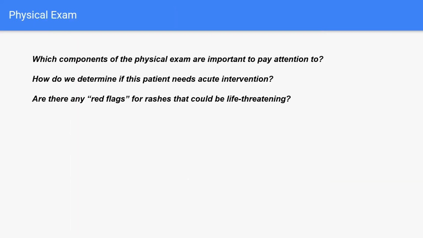So what components of the physical exam do we want to pay most attention to with her? And then how do we determine if there are red flags or if she needs acute intervention? What do you guys think in general?